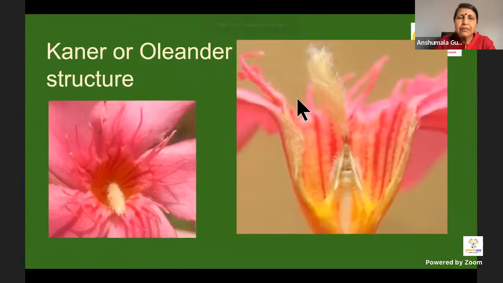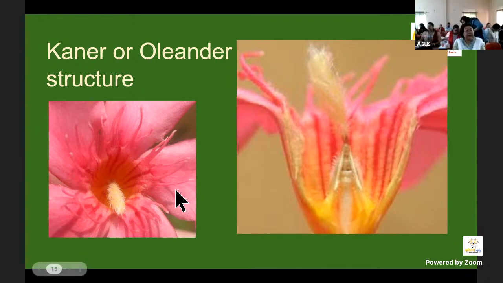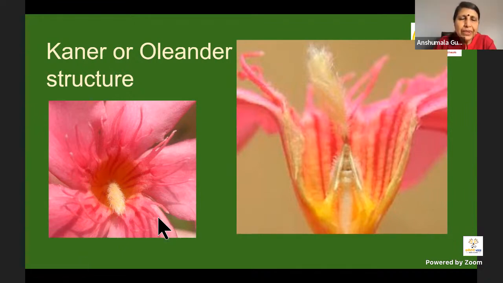So here is a very common flower across India, which is oleander, but in the Hindi belt we call it kaneer. I don't know what's the name in your parts. So kaneer is very difficult. It becomes difficult because it has these other structures around which are actually not reproductive structures. Can you see these pink structures? These are not male or female.